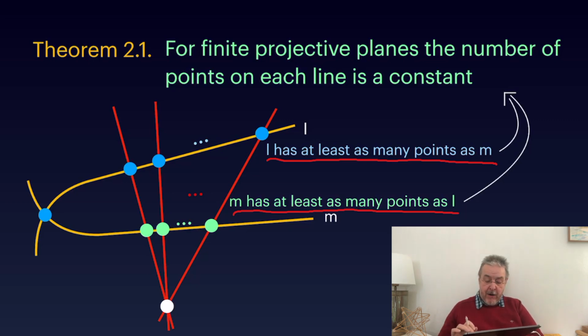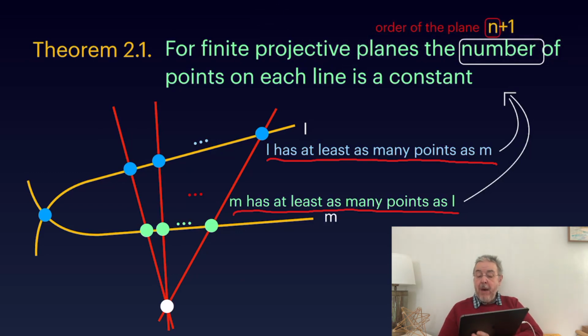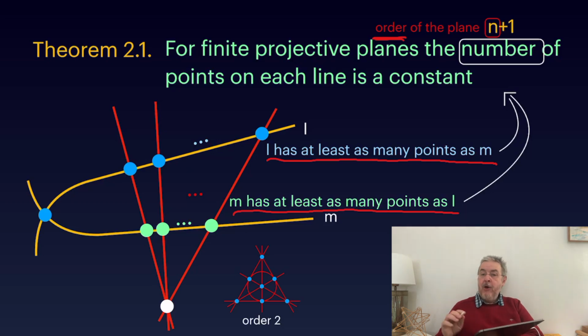Just another fact here. This number here is extremely important. And actually in literature very often not this number is really important, but 1 minus this number is important. And this 1 minus this number is called the order of a projective plane. So if we remember our Fano plane, the Fano plane was a plane of order 2.